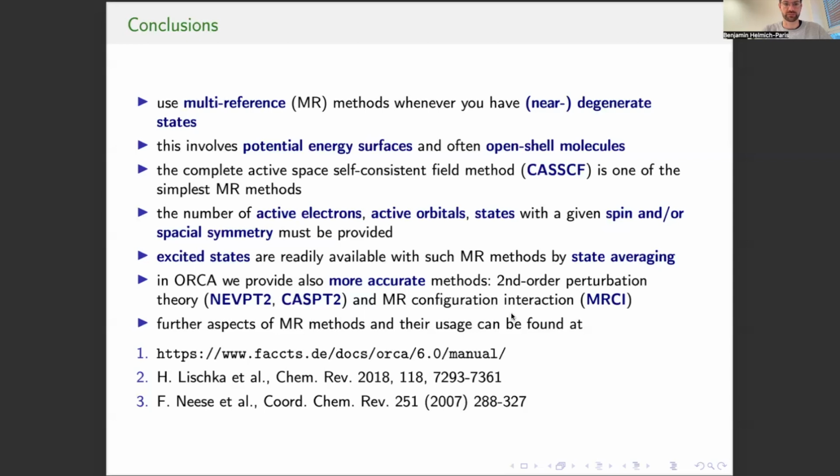If you want to learn more on multi-reference methods and how to use them with ORCA, please have a look at the ORCA manual, which is available online. There are also plenty of reviews around, for example, the one of Lischka on multi-reference methods for excited states, and also the one of Neese for multi-reference methods in the field of transition metal complexes.